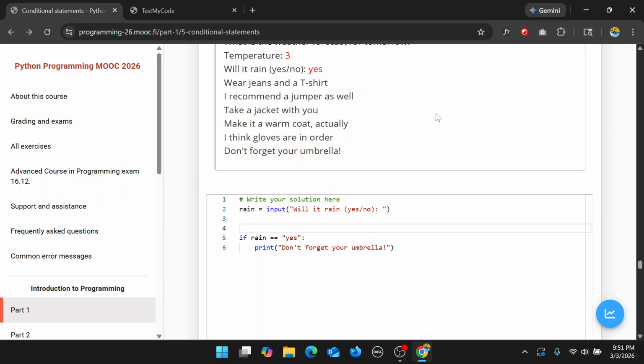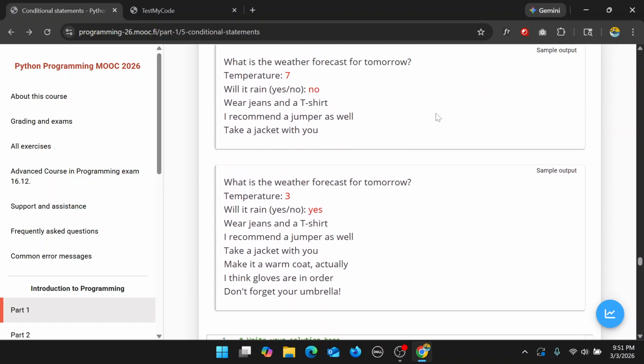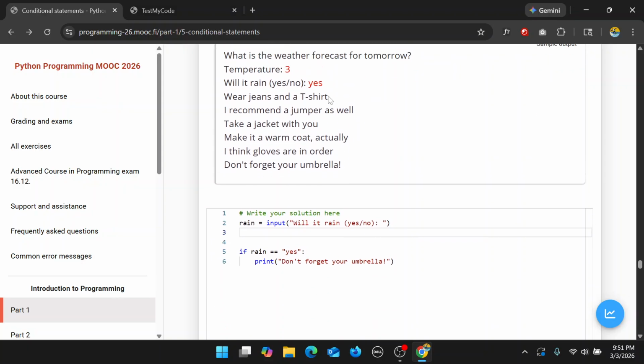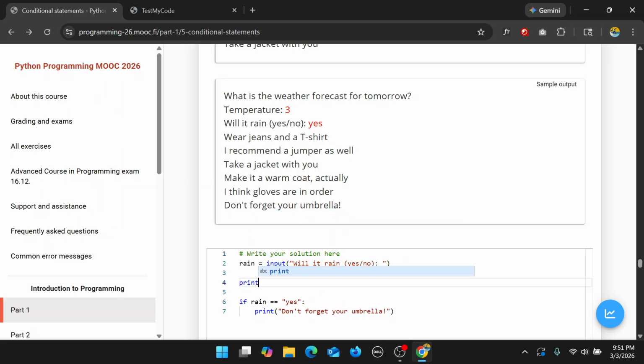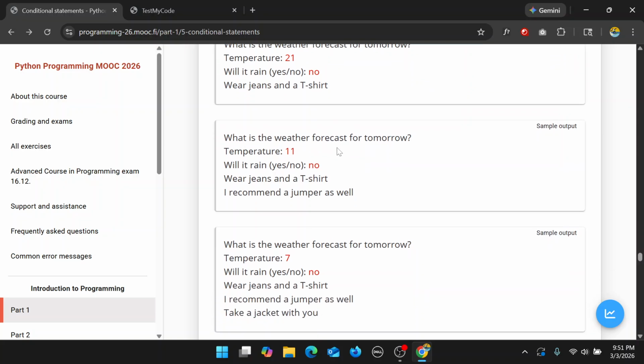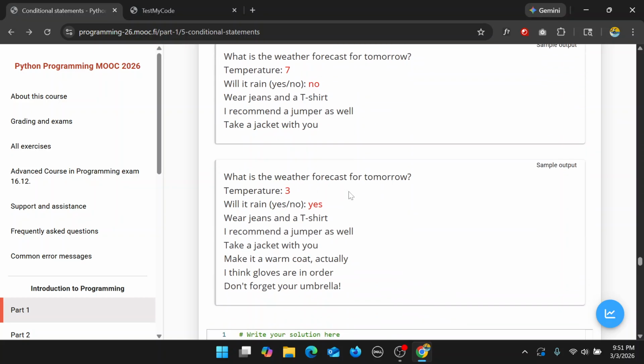And I think we can assume that regardless of what temperature it is, we're always going to be wearing jeans and a t-shirt, right? So I think we can just print wear jeans and a t-shirt as the baseline, and then everything else can be compounded underneath depending on what temperature it is. So we know that anything above 20, we need to recommend a jumper as well.